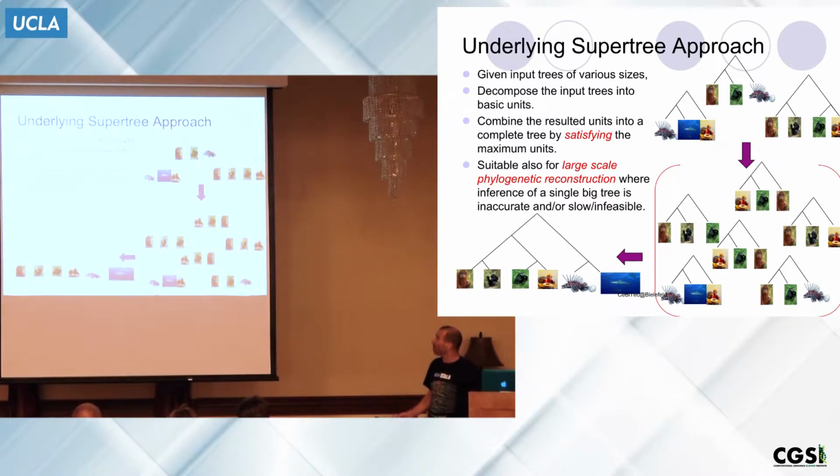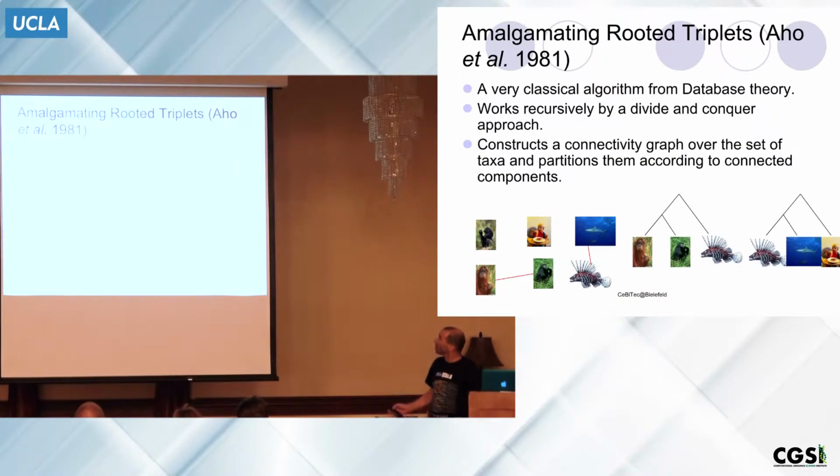How do we combine? Amalgamating rooted triplets is surprisingly a very classical problem. It is really surprising that the algorithm for doing that is actually from database theory.